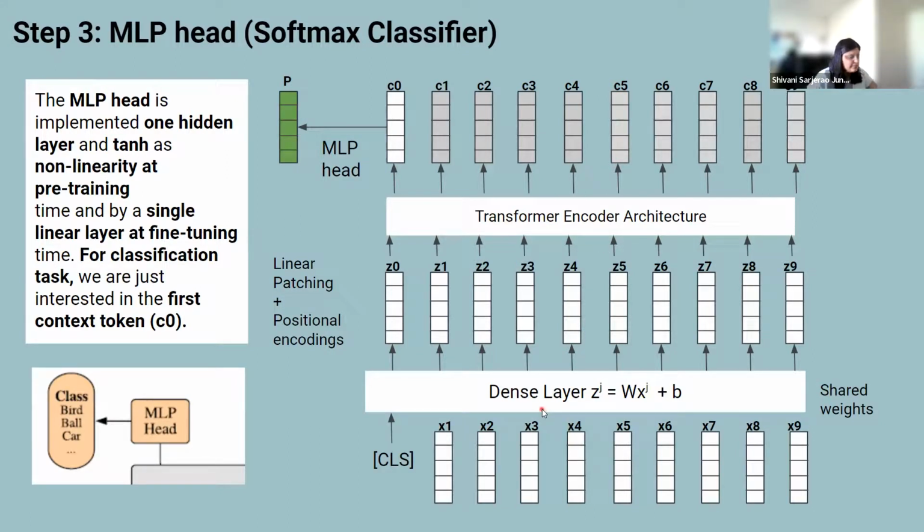Just to revise it one last time, what we do is we take an input image, we first linearly flatten them into linear patches, and then we append a class embedding to these linear patches. We pass it through a dense layer to convert those patches to a d-dimensional Z vector. We add positional encodings. We pass that vector through a transformer encoder architecture, convert it into context vector, and then the context token C0 is further used for the final prediction.